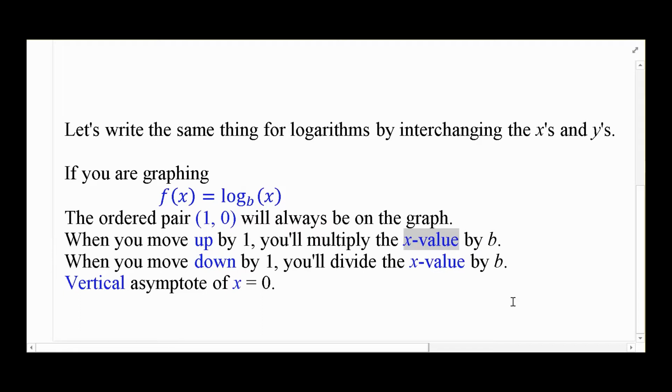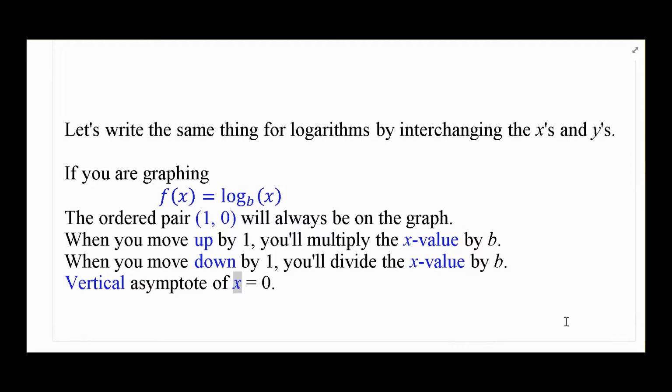And instead of multiplying the y value by the base, we'll multiply the x value by the base. Where previously we took a step to the left by 1, which was the negative x direction, now we'll take a step in the negative y direction, which is down. And instead of dividing the y value by the base, we're going to divide the x value by the base. Instead of having a horizontal asymptote, we'll have a vertical asymptote. And instead of that asymptote being y equals 0, it's going to be x equals 0.